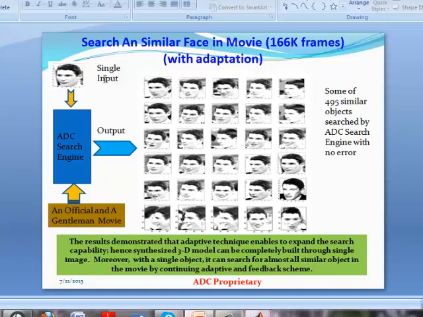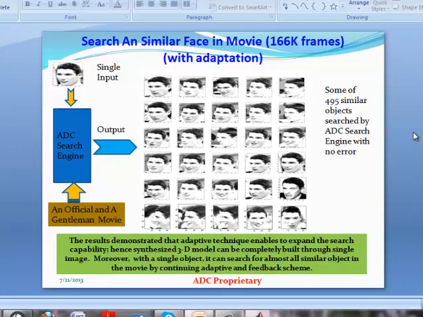What you see here is a given input, and it is able to retrieve a lot of very ambiguous information, for example this and that and that. With a single input, we are able to identify about 495 similar objects. That's what I show you with the big database. Now let's look at the next one, which is the aging process.